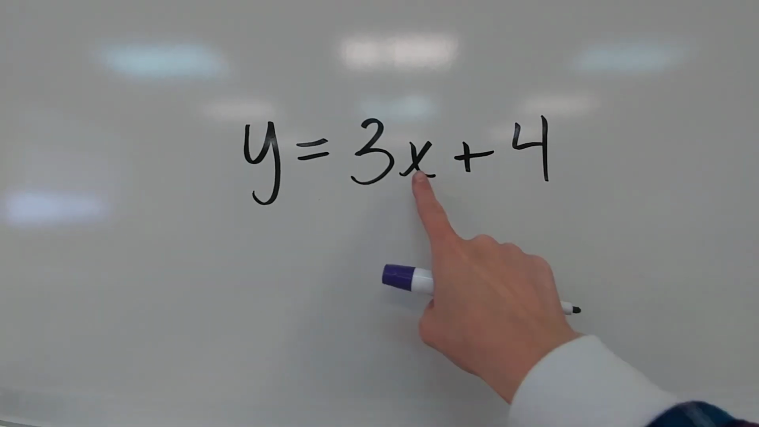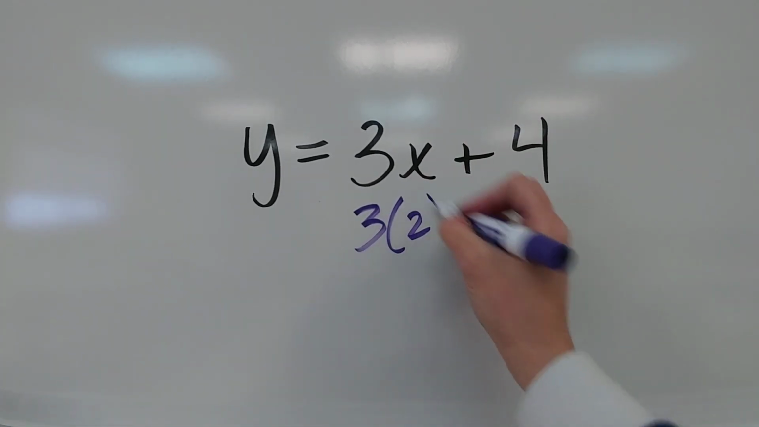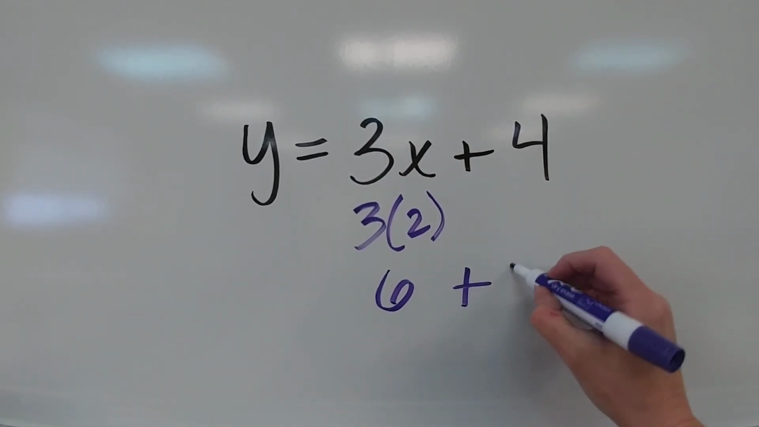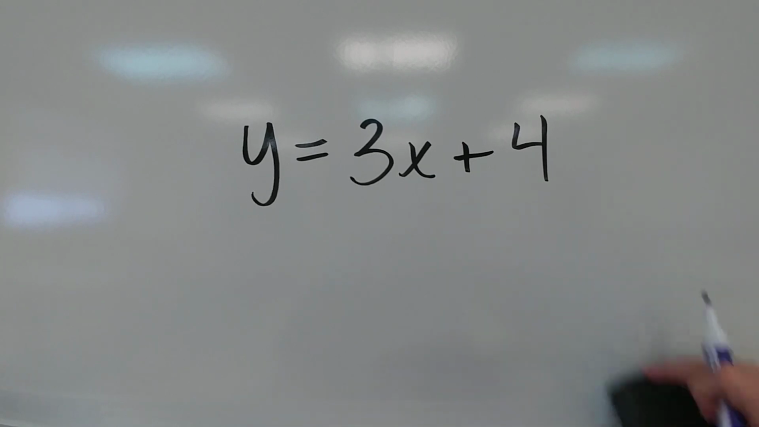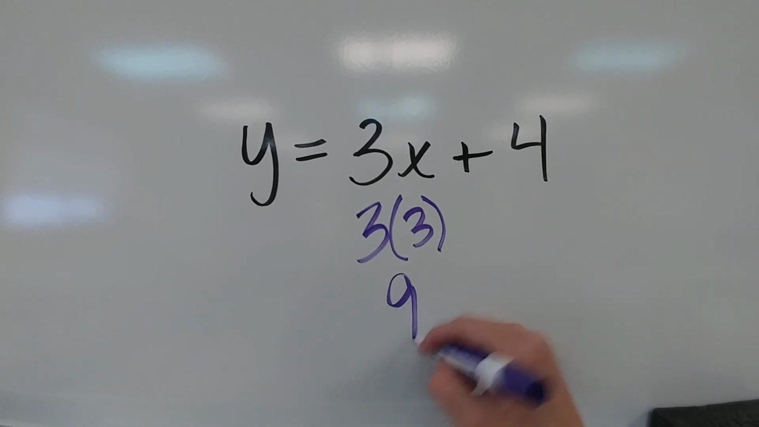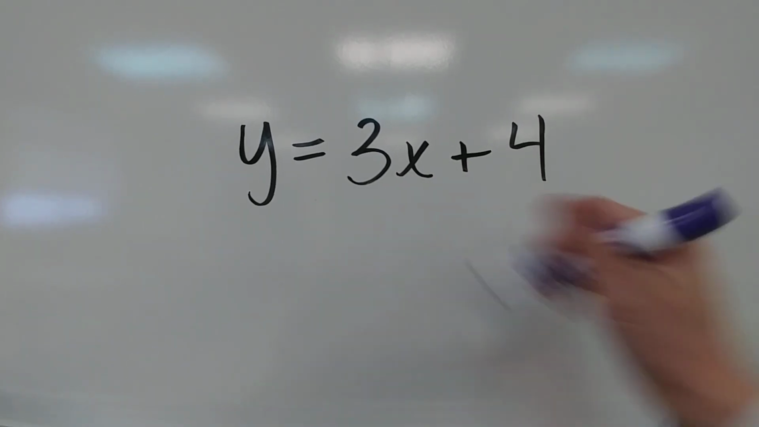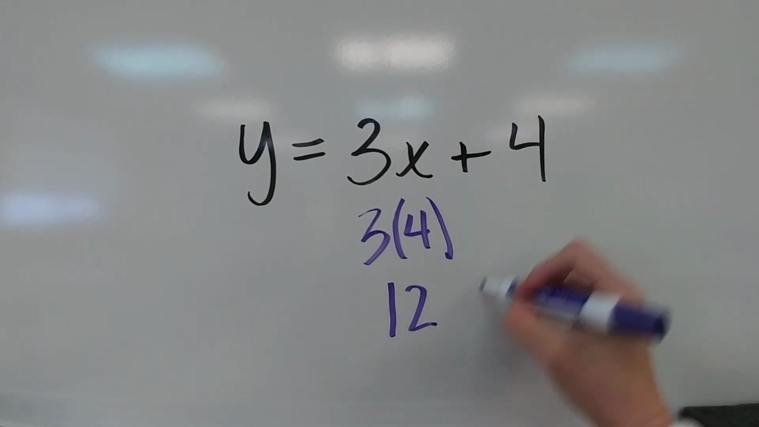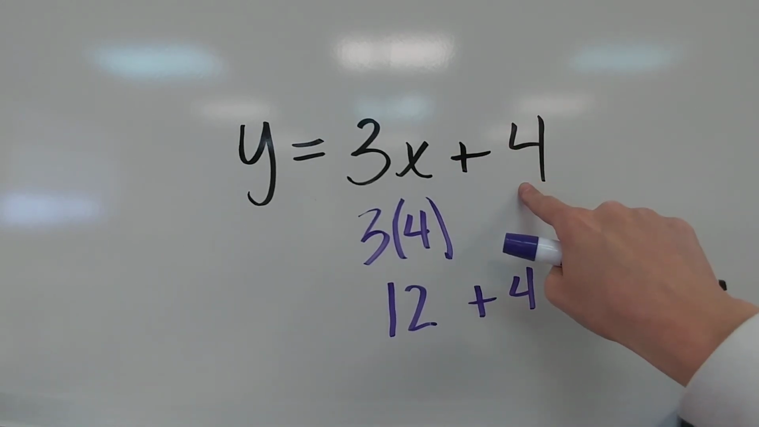Now I can plug in any numbers that I want for my input or my independent variable. I could plug in a 2. This term will change, in this case to a 6, but the plus 4 remains the same. It stays constant. I could also plug in a 3, and then this term will now change to a 9, but the plus 4 doesn't change. It stays constant. Even if I plug in a 4, again, this term changes, but the plus 4 remains constant. So that makes this the constant.